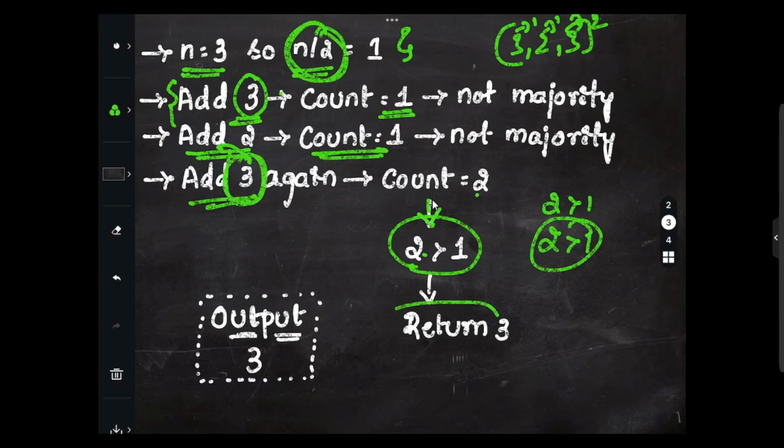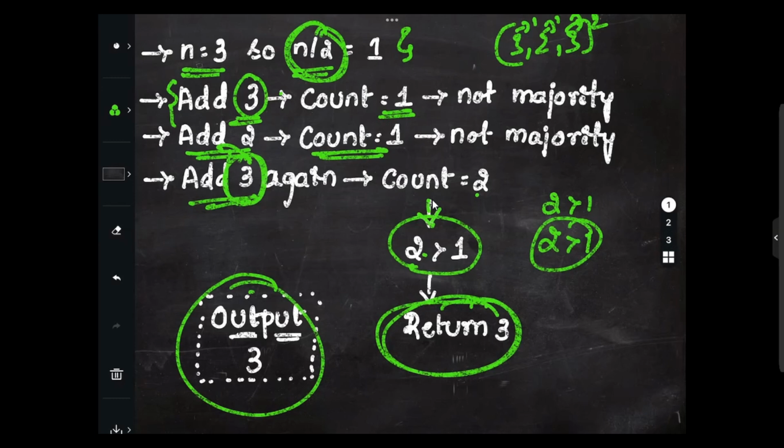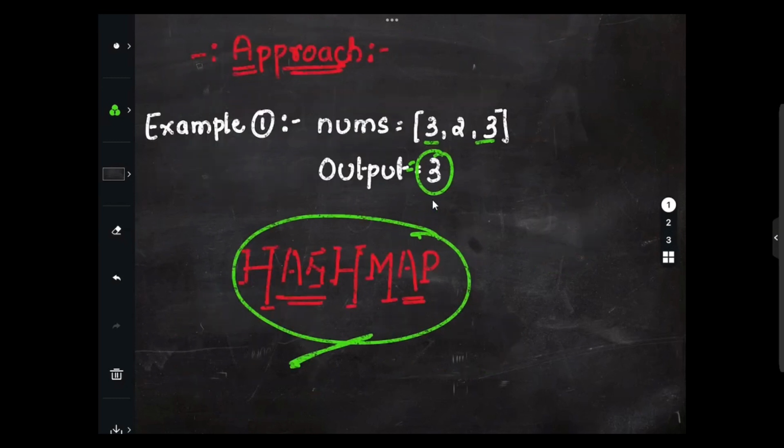So we will return 3 as output. So we got 3 as output, which is equivalent to the output that they have mentioned for the first example. So our approach works absolutely correct. Our hash map approach works absolutely correct on this case, right?